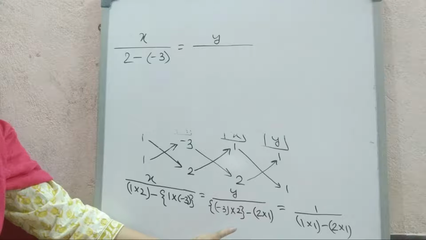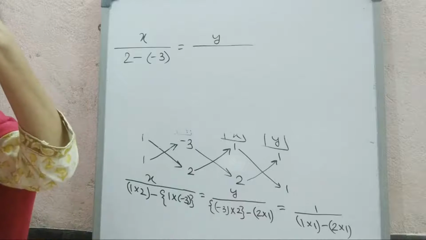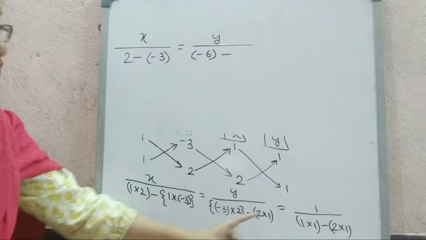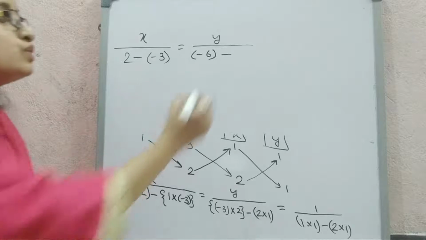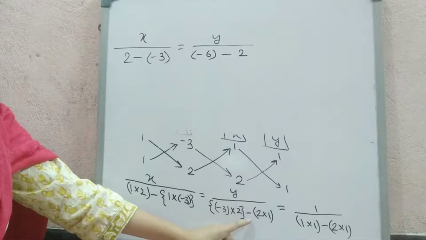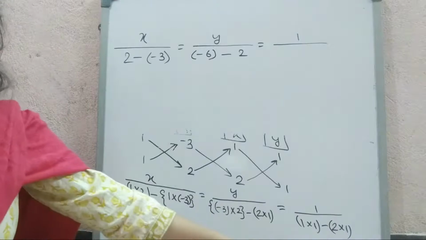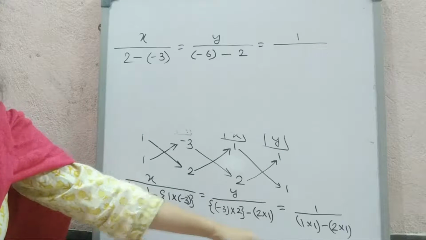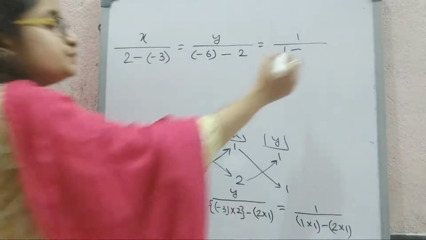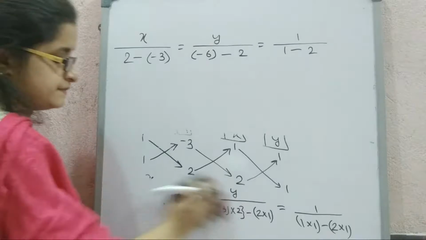What is the product of minus 3 into 2? Minus 6. Minus 6 minus 2 into 1, 2 into 1 is 2. Is equal to 1 by 1 into 1, which is 1, minus 2 into 1, which is 2.